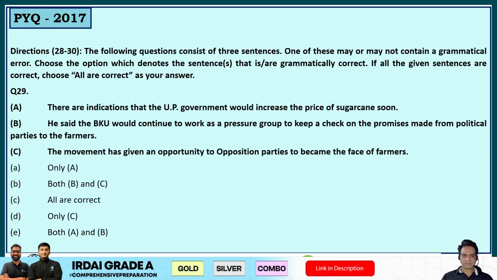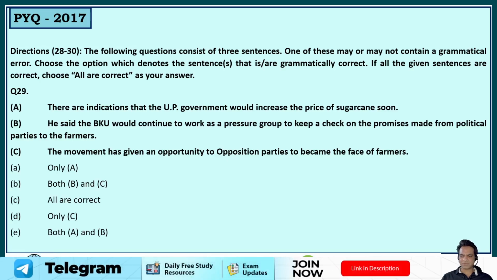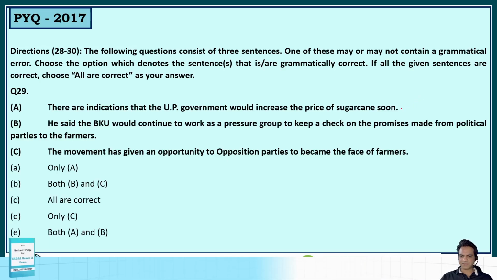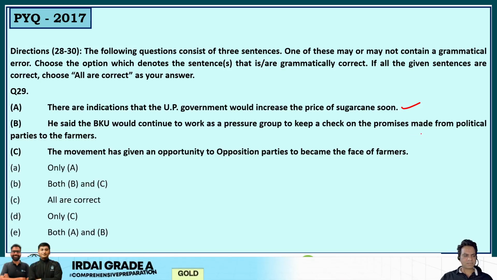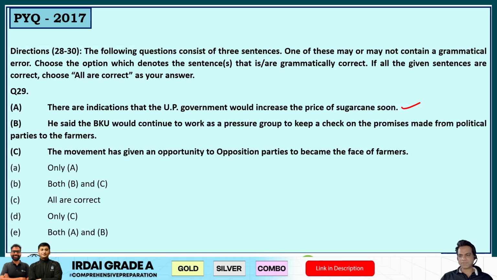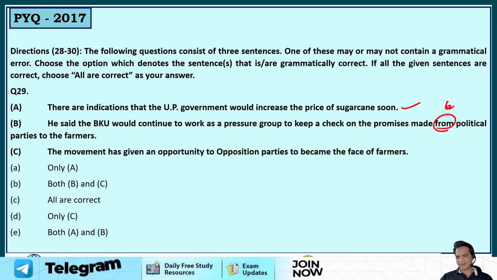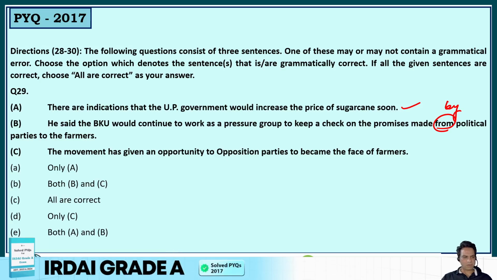There are indications that the UP government would increase the price of sugarcane soon. Correct. He said the BKU would continue to work as a pressure group to keep a check on the promises made by political parties to the farmers, not made from, made by. This is correct, guys.